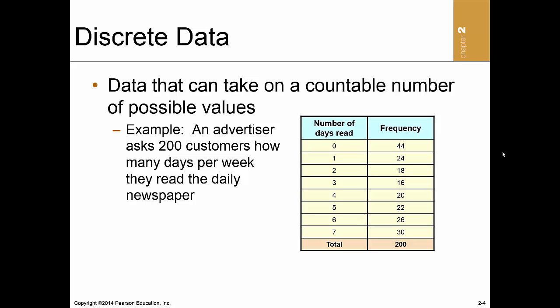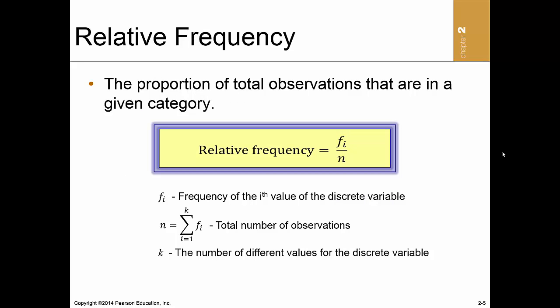In this example, an advertiser asked 200 customers how many days per week they read the daily newspaper. Again, the frequency is just the number of times a value occurs, in this case, number of days read. Suppose we had a similar study with a different number of customers. We cannot compare using standard numbers. Instead, we would make comparisons using relative frequencies. This is the proportion of total observations that are given in a category.